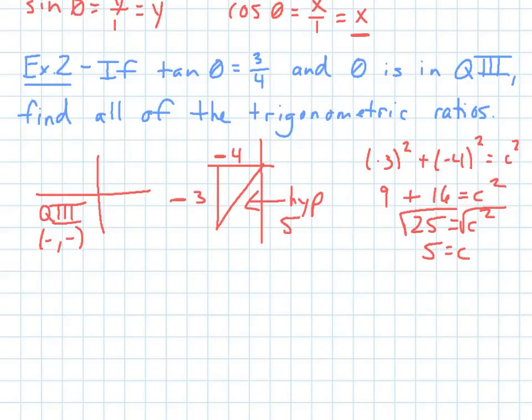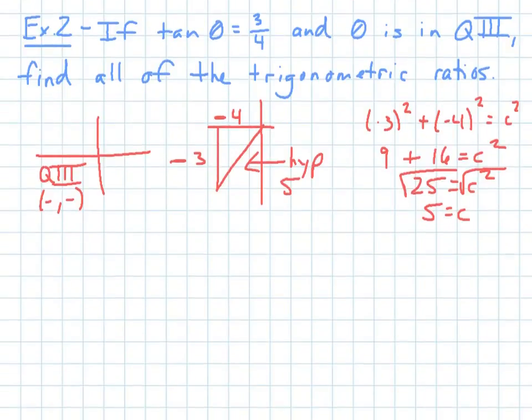Okay, so now you can find all the other ratios. So sine of theta, remember, is opposite over hypotenuse, or your y over your r, so -3 would be over 5. Cosine of theta is going to be your x over your r, so we have -4 over 5.